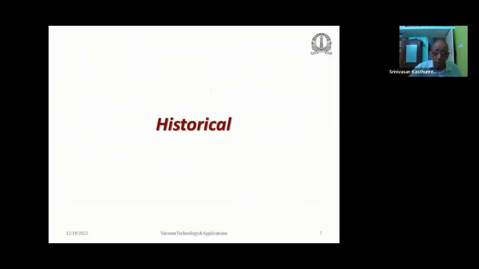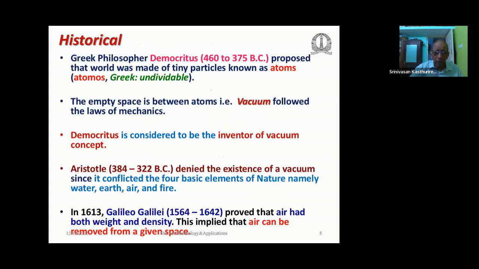Let's look at the historical developments in the area of vacuum. The Greek philosopher Democritus proposed that the world was made up of tiny particles. He called them atoms, or in other words, atomos. That's a Greek word, which means undividable. That means they thought that these atoms cannot be divided further.